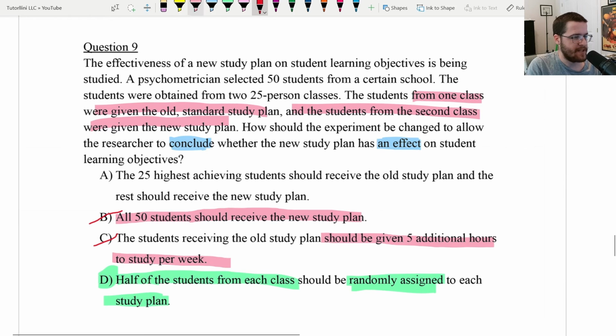And then it says the 25 highest achieving students should receive the old study plan. That sounds really bad because it's going to make it seem like the old study plan is really effective when it's just your poor experimental design. So that one's wrong too. Great, let's keep going.